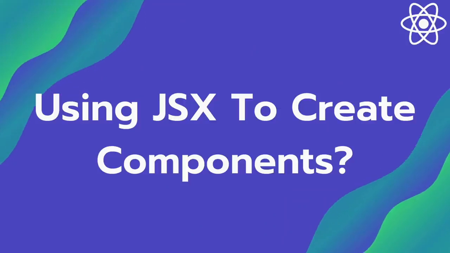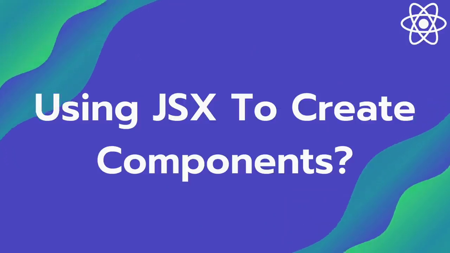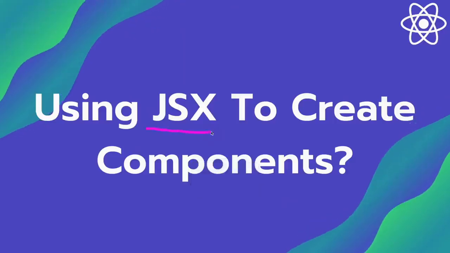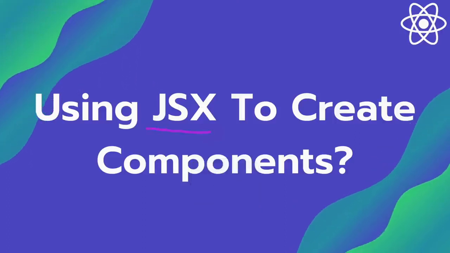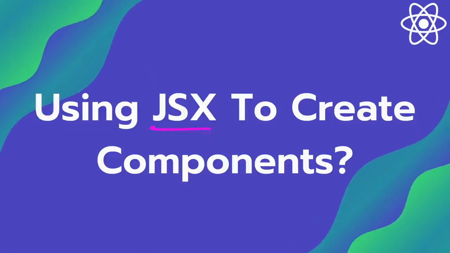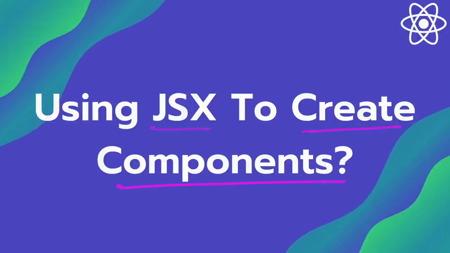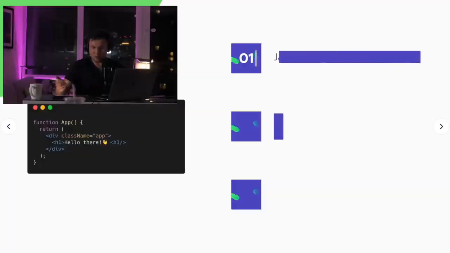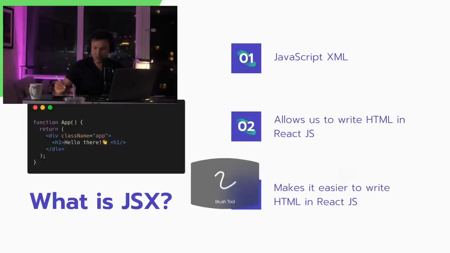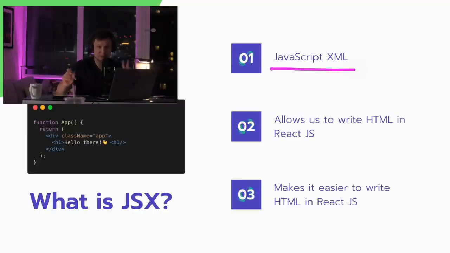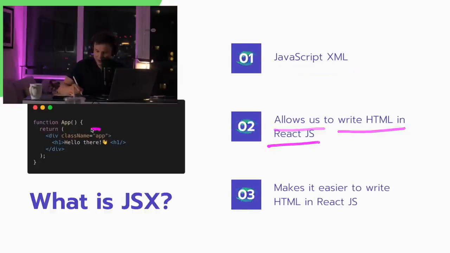Now, to build our applications, what you've seen is something really interesting. You've seen HTML. But guess what? It's actually not HTML. It's actually something called JSX. So we use JSX to create components. It's as simple as that. What is JSX? Well, it is basically just JavaScript XML. That's the word for it, and you might be confused for a second, but it allows us to write HTML in React.js. This right here is JSX.